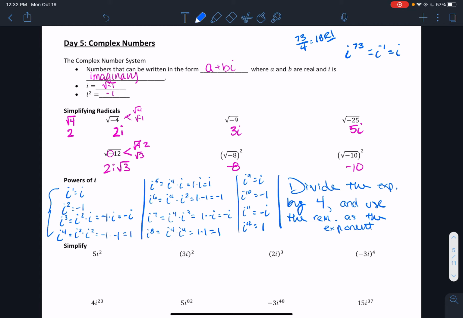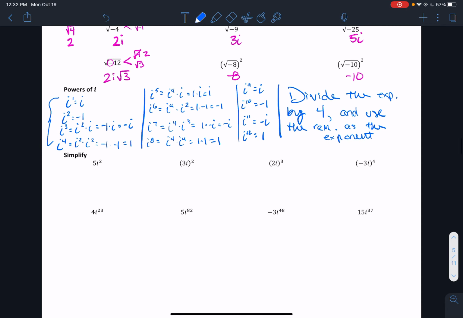All right. So in practice, what this looks like is, if I have 5i squared, that's 5 times i squared, which is -1, so this is -5. 3i all squared, the quantity 3i squared, so 9i squared, 9 times -1, -9. And it's okay if you can combine some of these steps in your head. 8i cubed: 2 cubed is 8, i cubed is -i, so -8i.